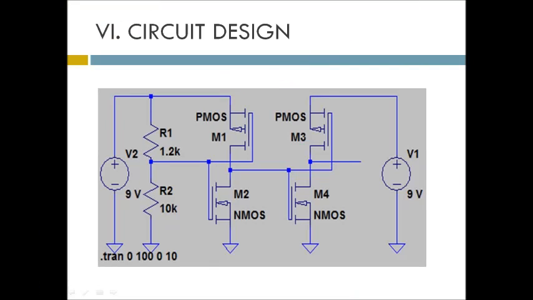The circuit design of the thermal shutdown circuit is composed of two 9-volt DC sources, two inverter circuits cascaded, which are composed of two P MOSFETs and two N MOSFETs, a fixed resistor of 1.2 kilo ohms, and a thermistor having a value of 10 kilo ohms at 25 degrees Celsius, which are arranged in a voltage divider configuration.